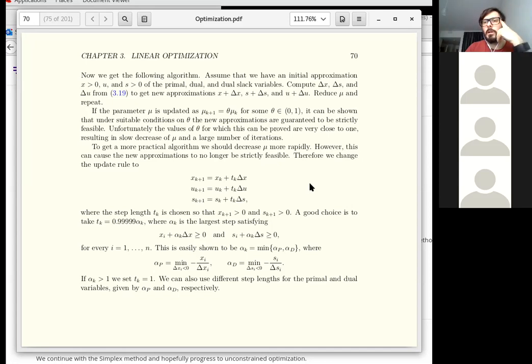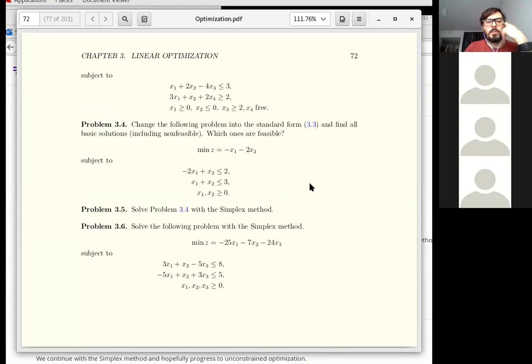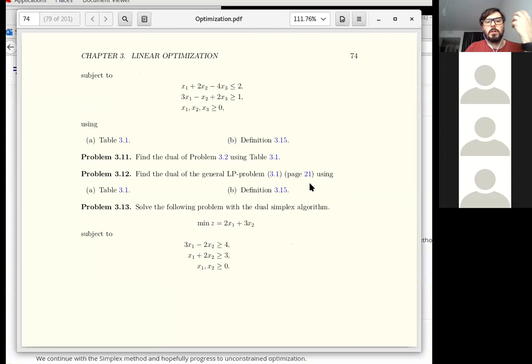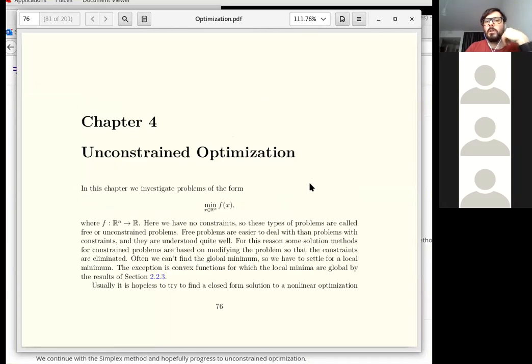If linear problems are your cup of tea, so to speak, we discussed these problems already and have plenty of examples here. We'll skip that now and move on to the next theoretical topic, which is unconstrained optimization.